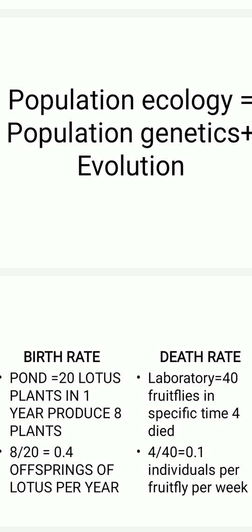In the laboratory, say for example, out of 40 fruit flies, around 4 die in a particular duration of time. When you take 4 in the numerator divided by 40, you will get 0.1 individuals per fruit fly per week. This is the death rate. So now you have understood the per capita birth and per capita death, or birth rate and death rate. Hope it's all very clear. You can note this down and go through the textbooks also, you will understand better.